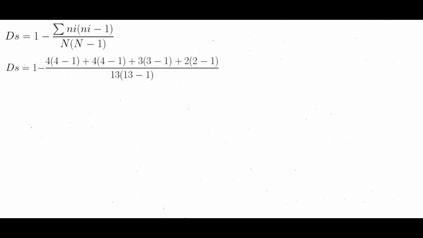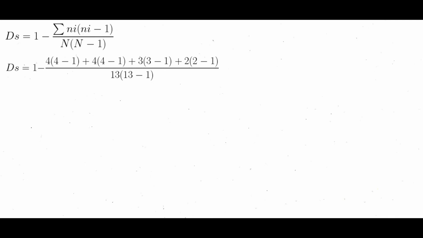Now, let's put all of these numbers into the formula. We got the formula DS equals 1 minus the sum of n_i times (n_i minus 1) divided by capital N times (capital N minus 1). So DS equals 1 minus 4, the number of individuals in the species blue, times (4 minus 1), plus 4, the number of individuals in the species orange, times (4 minus 1), plus 3, the number of individuals in the species red, times (3 minus 1), plus 2, the number of individuals in the species white, times (2 minus 1).